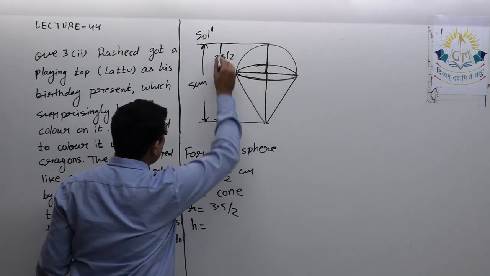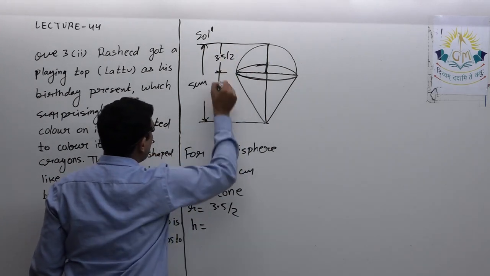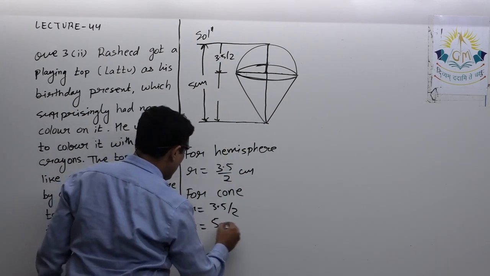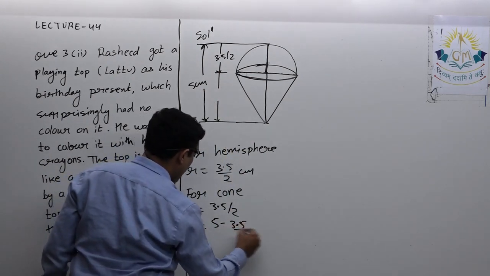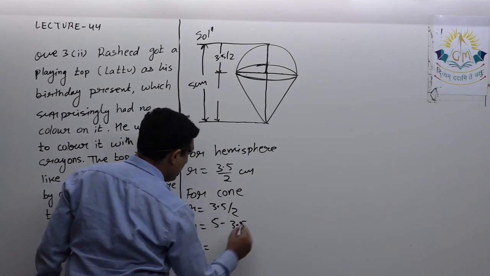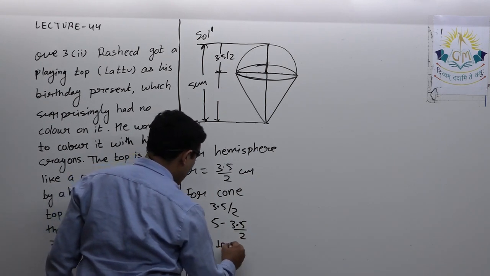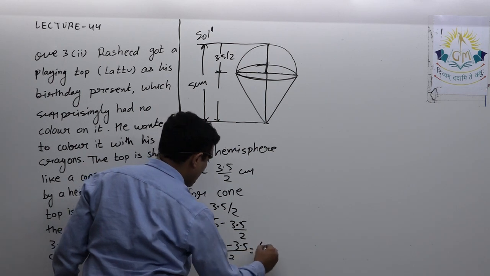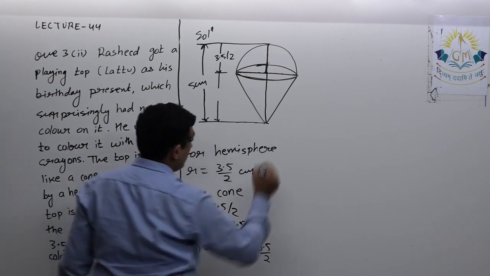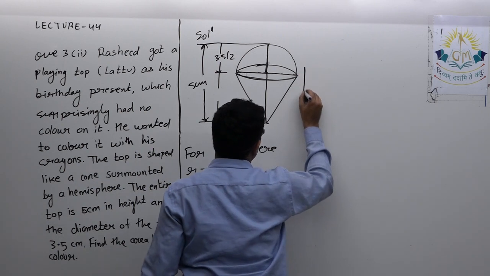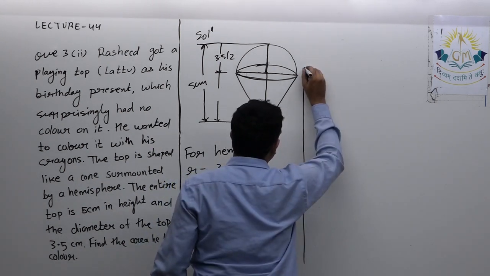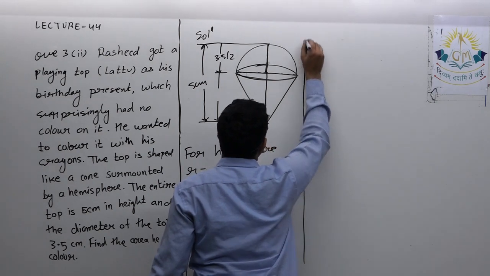it is not directly given, but we can say 5 minus this will be the height of the cone. So h is equal to 5 minus 3.5 by 2. So h is equal to 10 minus 3.5 by 2, that is 6.5 by 2. So that is the height of the cone. So now we got the height of cone, but we need slant height. So next we will find the slant height of the cone.